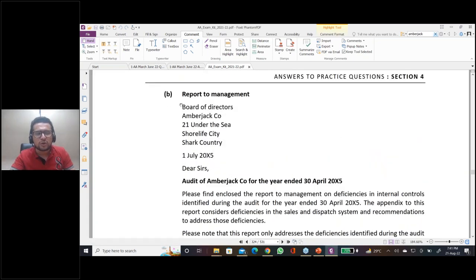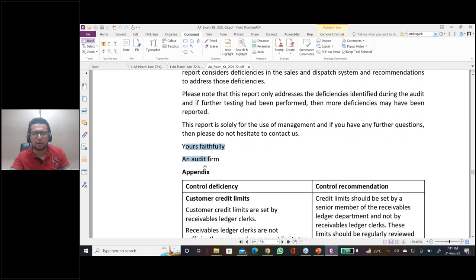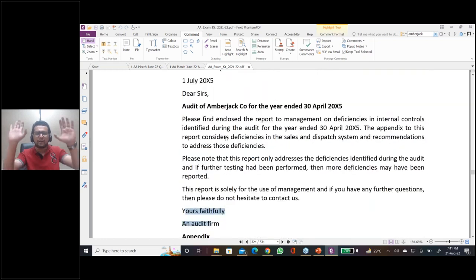Covering letter will have the addressee management. Covering letter will end with yours sincerely or faithfully in an audit firm. It will have 3 ingredients. Number 1, this report is for you, and this report is not a comprehensive report, so there could be other deficiencies as well. Second, this report is for your sole use only. Do not share it with anyone else without our consent. Number 3, if you have got any doubts or any concerns, I'm always available. I'm always live. That's it. 3 things. Any other questions?